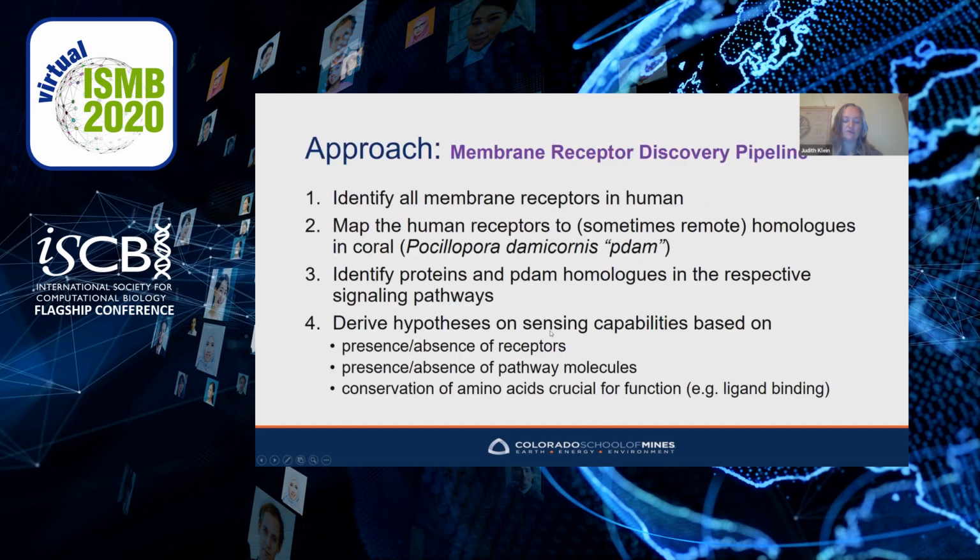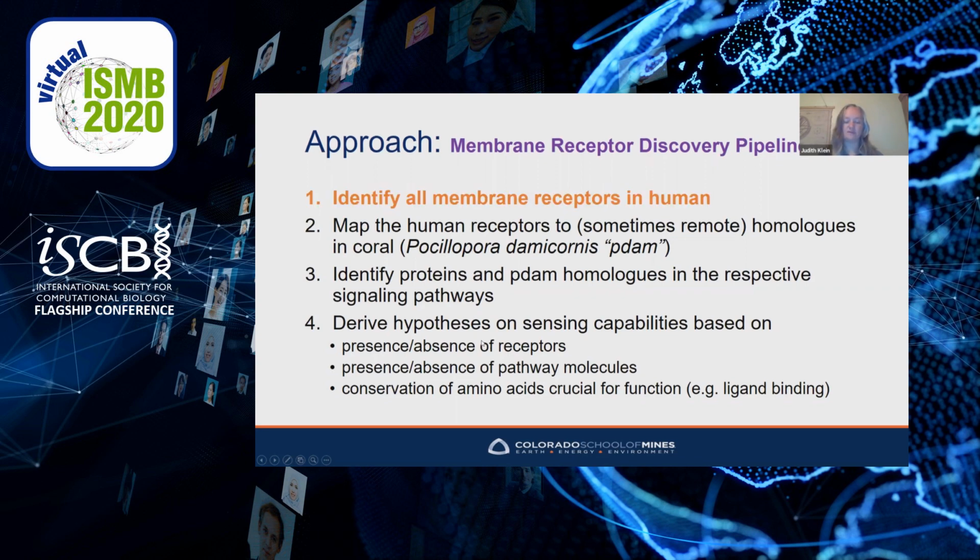In order to identify which sensing and signaling capabilities the corals have, we've taken the following approach. Step 1, identify all membrane receptors in human. Step 2, map these receptors to Pocillopora damicornis, which I'm going to refer to for the remainder of this talk as PDAM. Then identify what other proteins are in their respective signaling pathways, and then derive hypotheses from this. We will now describe step 1.